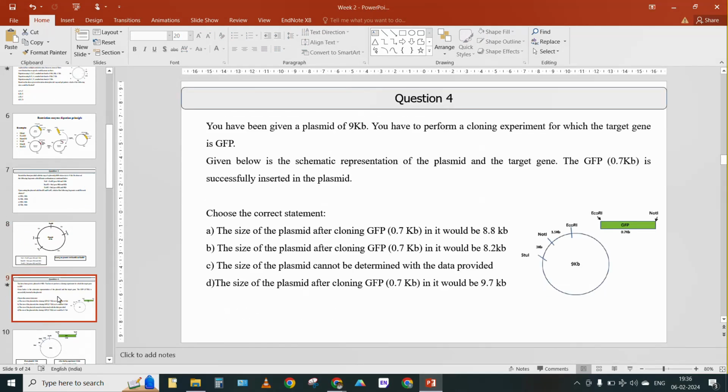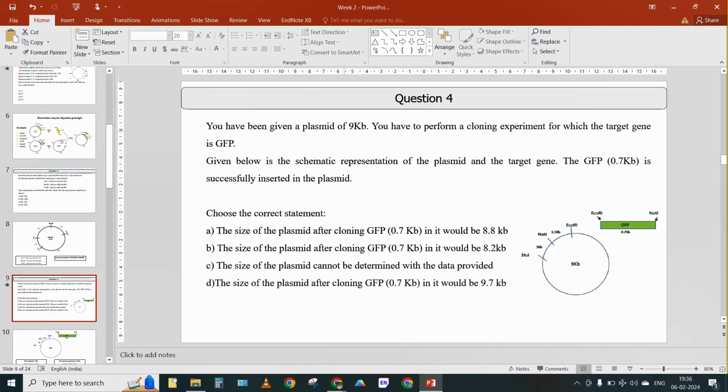Question 4. So here you have been given a plasmid of 9 kb. You have to perform a cloning experiment for which the target gene is GFP, which is green fluorescent protein. So given below is a schematic representation of the plasmid and the target gene. The green fluorescent protein is of 0.7 kb, which is successfully inserted in the plasmid. So choose the correct statement.